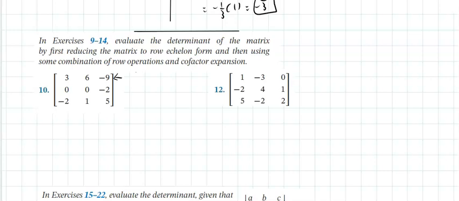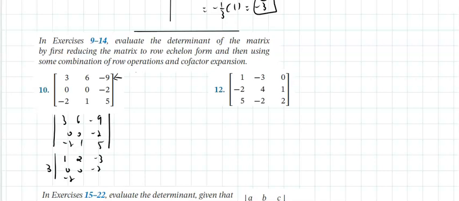I want to find the determinant of 3, 6, -9, 0, 0, -2, -2, 1, 5. First step, take a 3 out. That will make this 1, 2, -3, 0, 0, -2, -2, 1, and a 5.